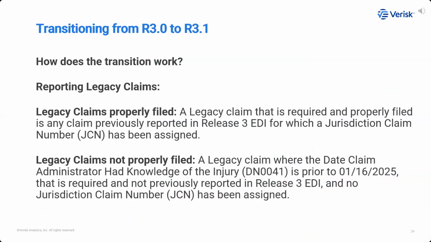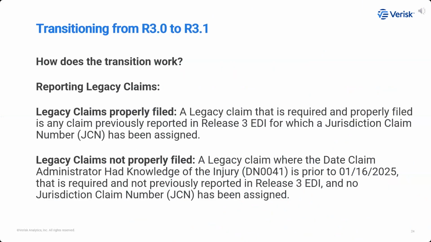When transitioning from Release 3 to 3.1, we have what we call legacy claims. In Virginia, there are two types of legacy claims. One, those claims that were required and properly filed, and two, those claims that were required but not properly filed. Legacy claims that were required and properly filed with Virginia are claims that you would have previously reported to Virginia in Release 3 by the January 15th, 2025 cutoff time. In those cases, Virginia would have accepted these reports if they passed their edits and assigned and provided you with a jurisdiction claim number for that claim.